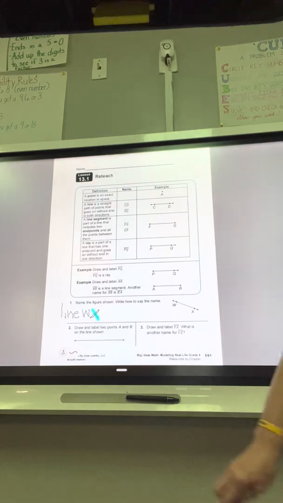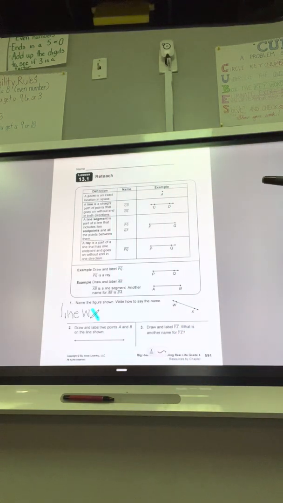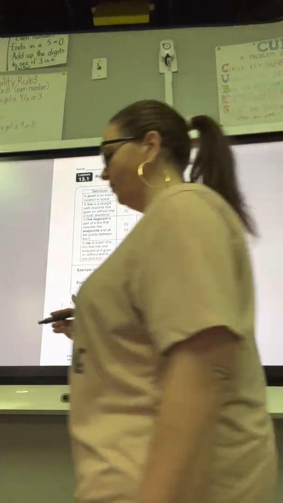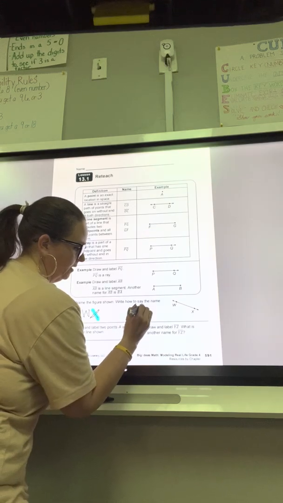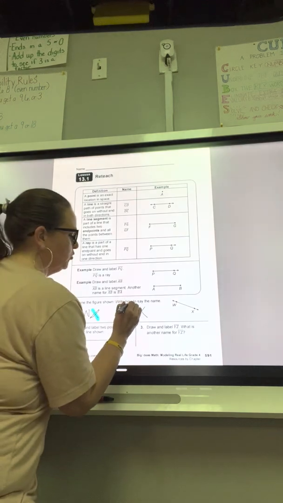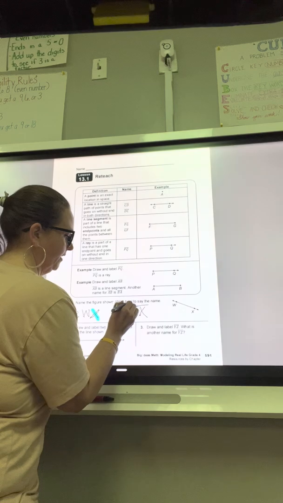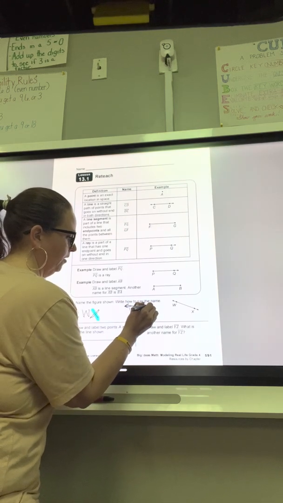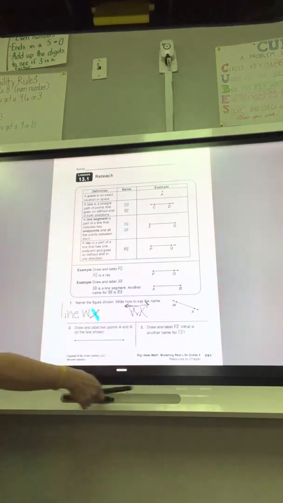But how would we write the name of this line? Let me show you how you would write that. You would write W, X, because those are the letters. And then you would draw a straight line on top of it with an arrow on each end.